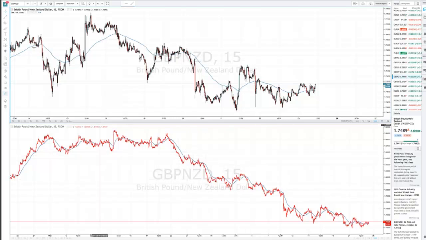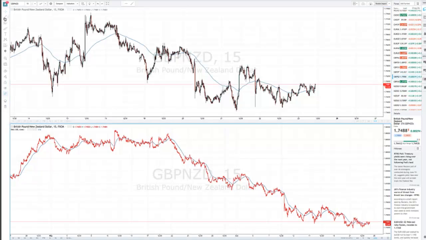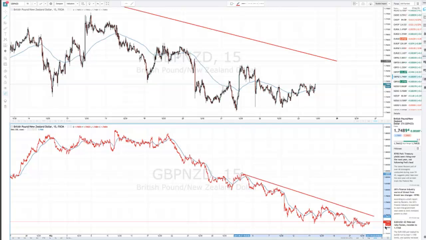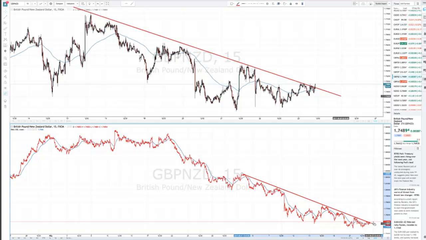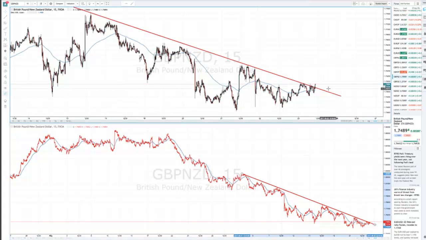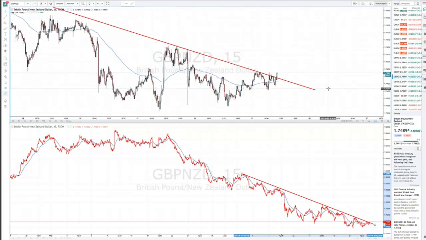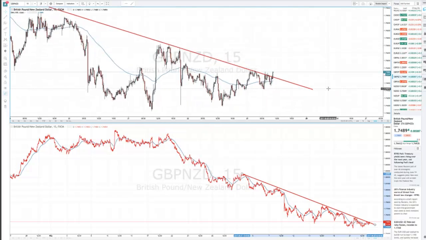Pound New Zealand, yeah, so we could take a break of the trend line here, I think. Let's take a look. It's come to that territory now. No, it's literally just entered. So give me a second.